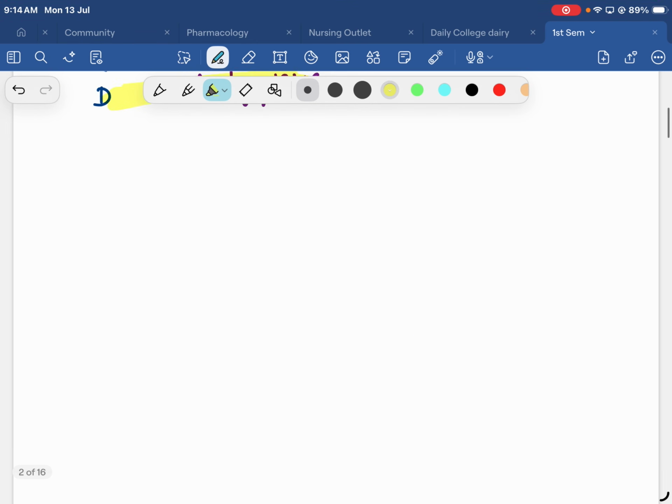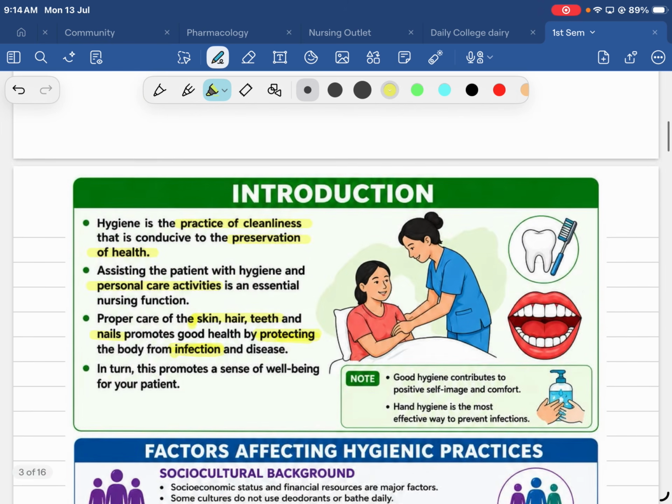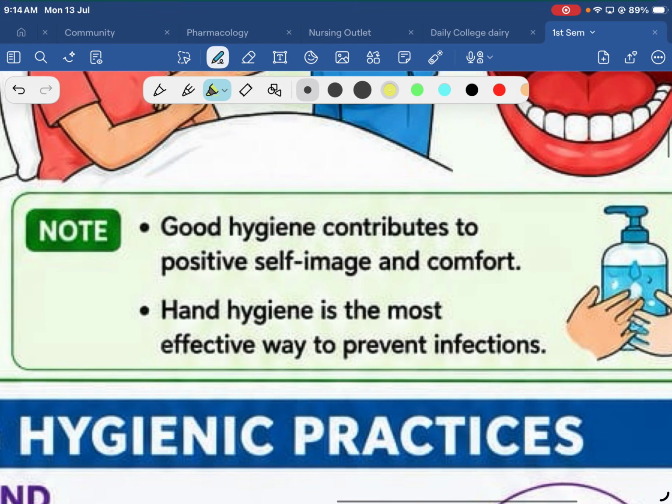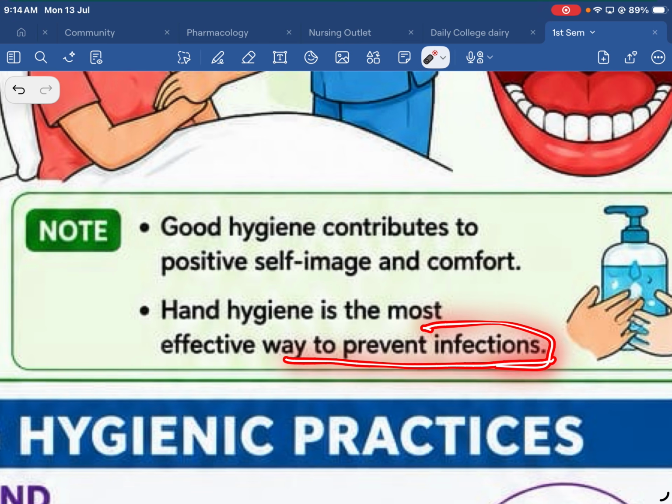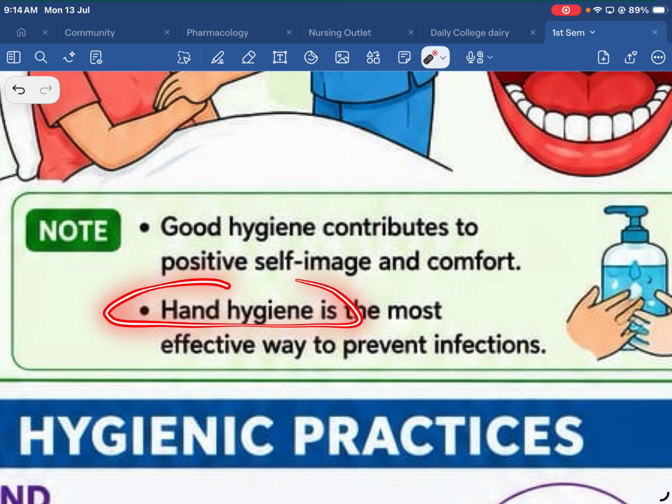Hand hygiene is that important, and overall the hygiene of the patient's body is very important, whether in physical appearance or in overall body cleaning. Hand hygiene is the most effective way to prevent infections. If you want to make a barrier against bacteria or viruses, the first step is hand hygiene. If you maintain hand hygiene in the clinical setting, you can prevent cross infection among healthcare providers and among patients also, right?